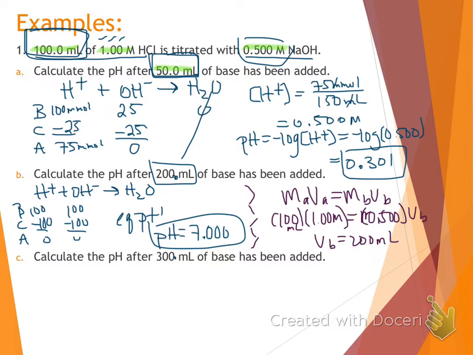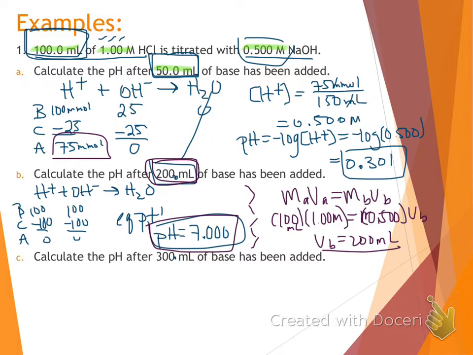If we started with that MAVA equals MBVB before we even did part A, I would find that I need 200 milliliters to get to my equivalence point. And then I would see in part B, oh, that's 200 milliliters. This is my equivalence point, easy, pH of 7. And then I would see part A, okay, that's before my equivalence point. Before my equivalence point, I'm going to have more moles of H+. That held true. You would still have to do a BCA table to figure out how much.